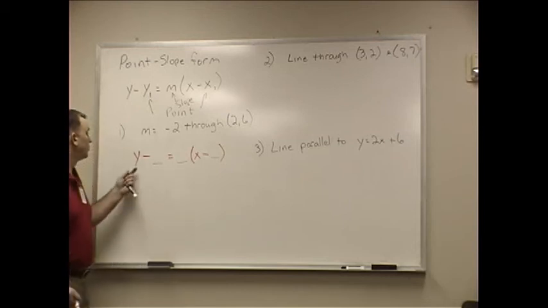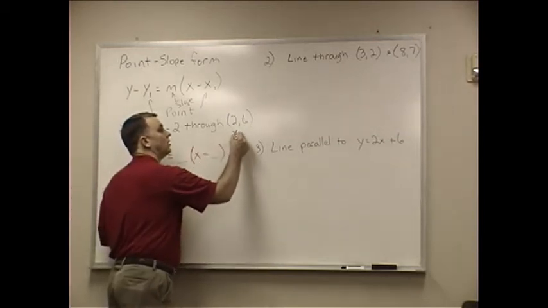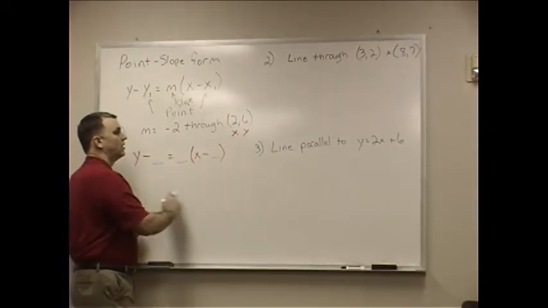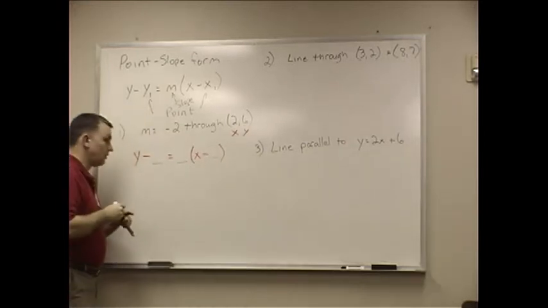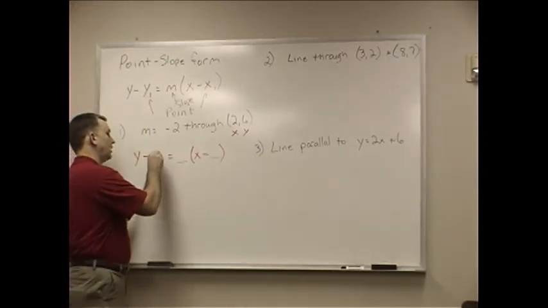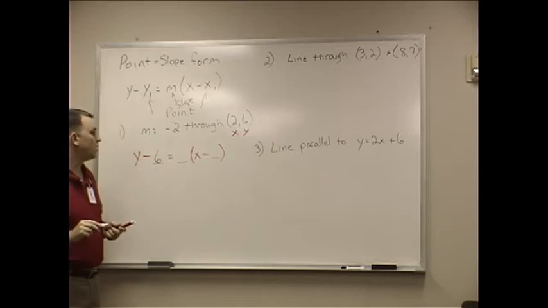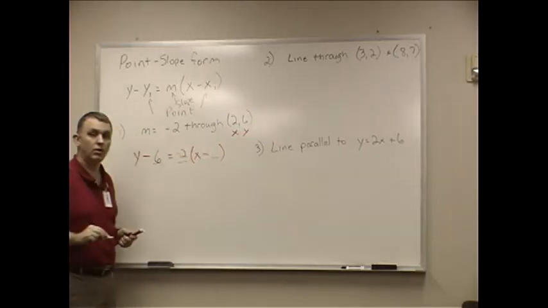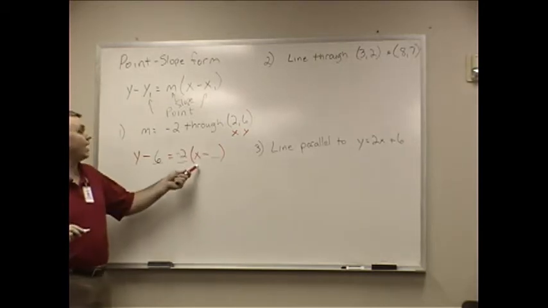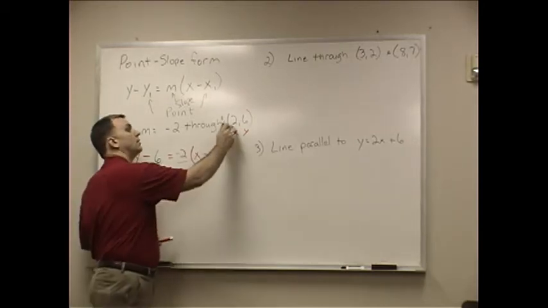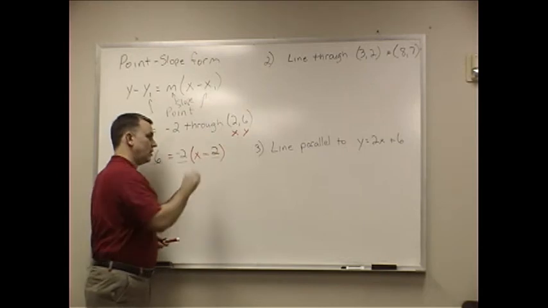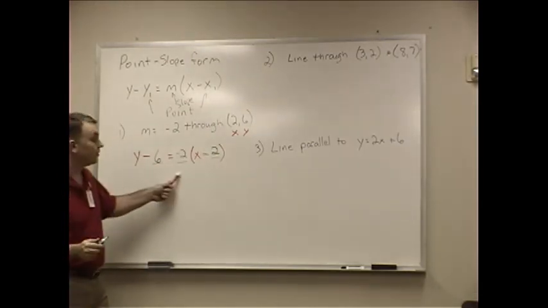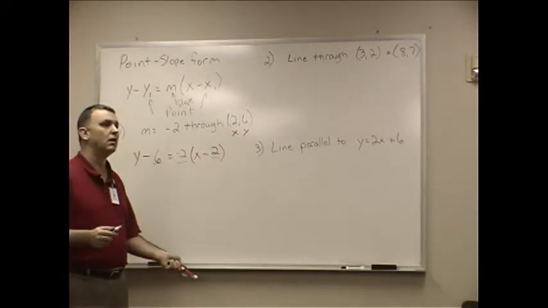All right, when you've got a point, you've got an x and a y value. So y minus y1, the value of y1 is 6, equals m, the value of the slope is -2, times x minus x1, the value of x1 is 2 also.